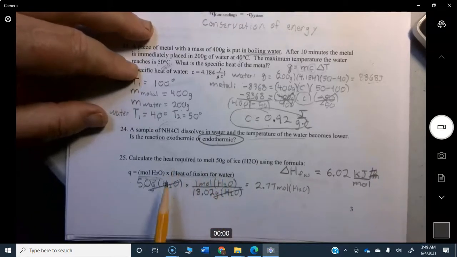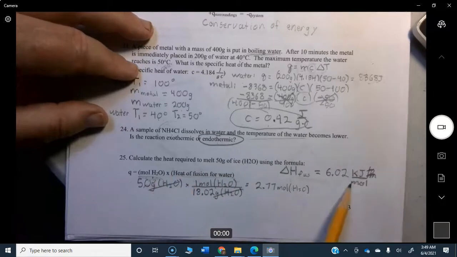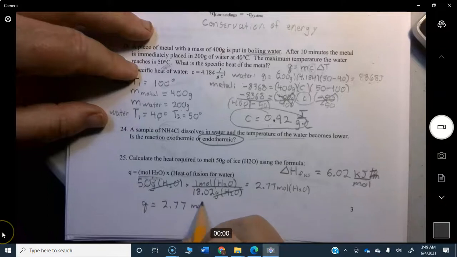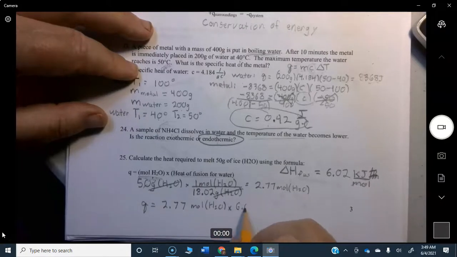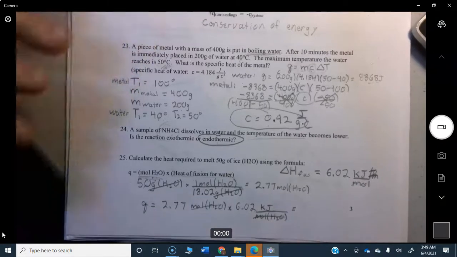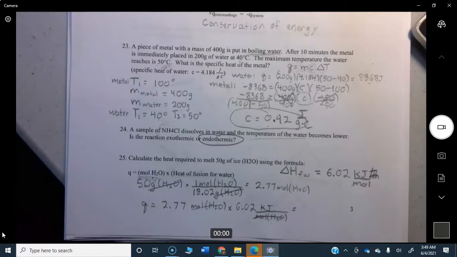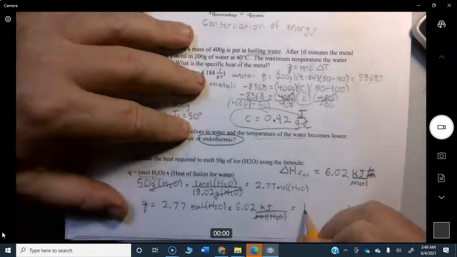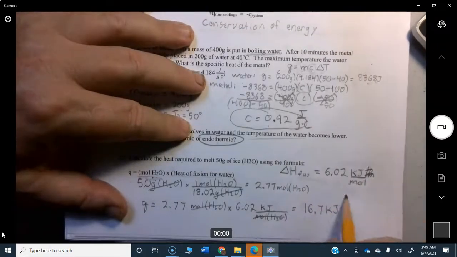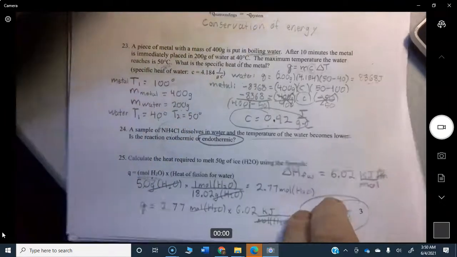Okay, so we have moles of H2O, we have our heat of fusion, so now we figure out what that heat is. So moles cancels moles there, so you just multiply these two numbers. And you get about 16.7. And that's the answer.